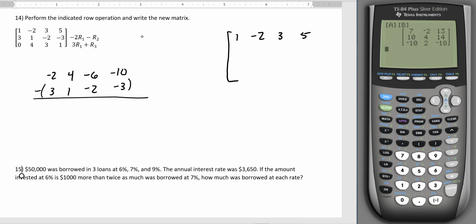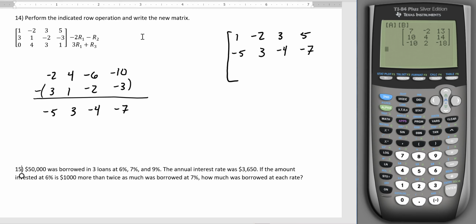So negative 2 minus 3 is negative 5. 4 minus 1 is 3. Negative 6 minus negative 2 becomes negative 6 plus 2, which is negative 4. Negative 10 minus negative 3 will become negative 10 plus 3, which is negative 7. So we will have negative 5, 3, negative 4, negative 7.